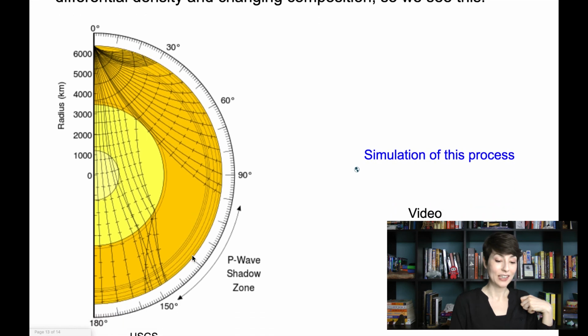What this ends up showing is a whole region on the Earth where you're not going to get any P waves, depending on the location of your earthquake. It's called a P wave shadow zone.